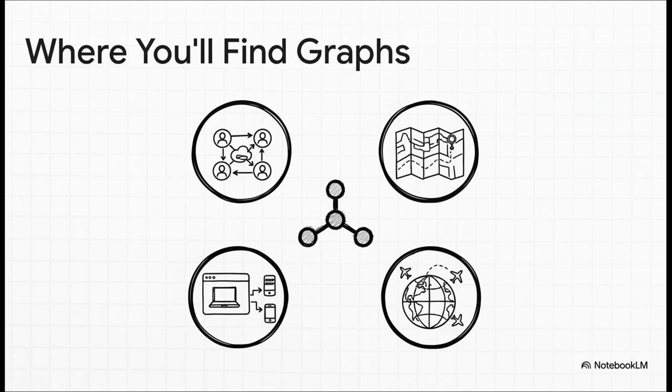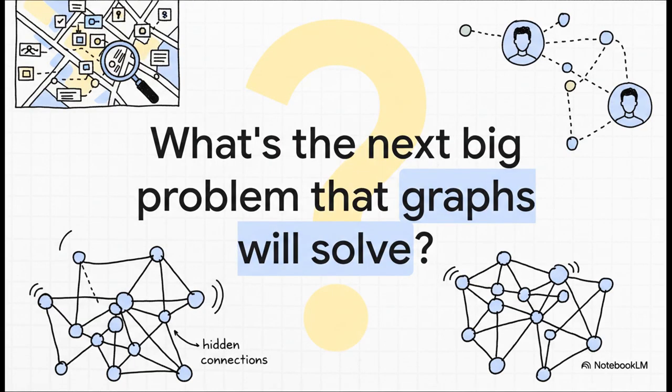Think about it. Social networks, your vertices, and your friendships are the edges. Your GPS. Cities are vertices, and the roads are edges. They're what computer networks use to route data around the globe. They're how Google originally understood the entire internet by seeing web pages as vertices and links as edges. And they're even used to map out every single airline flight path in the world. So the next time you use a map or connect with a friend online, you'll know. You'll see that simple, elegant structure working behind the scenes.